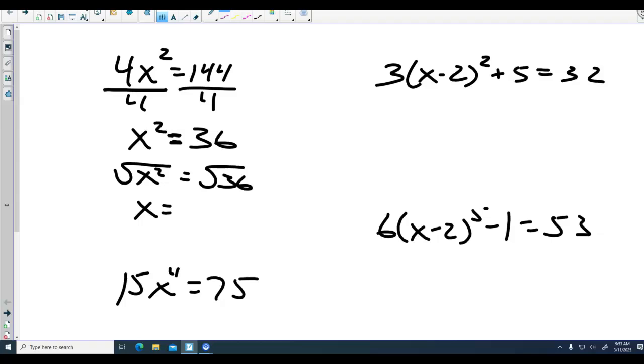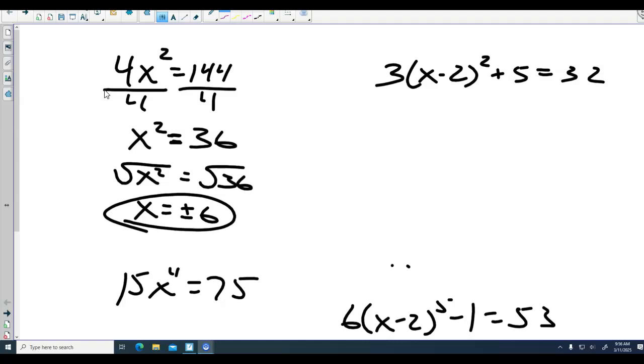And the square root of 36 is plus or minus 6 because we're solving for an x. The reason why it's plus or minus in this situation is if I plug 6 in for x, 6 squared is 36 times 4 is 144. If I plug negative 6 in for x, negative 6 squared is 36 times 4 is also 144. Both answers work. You have to account for that.